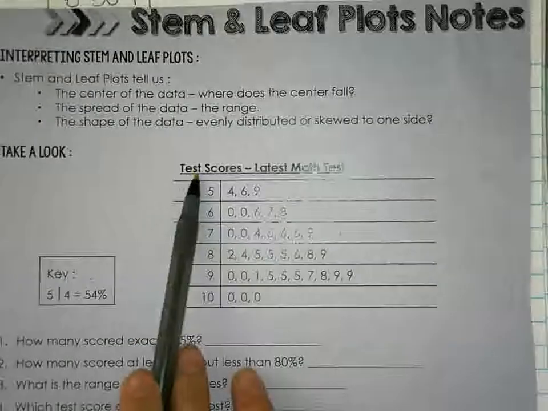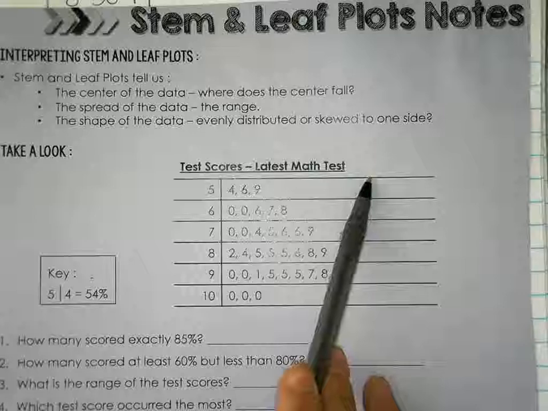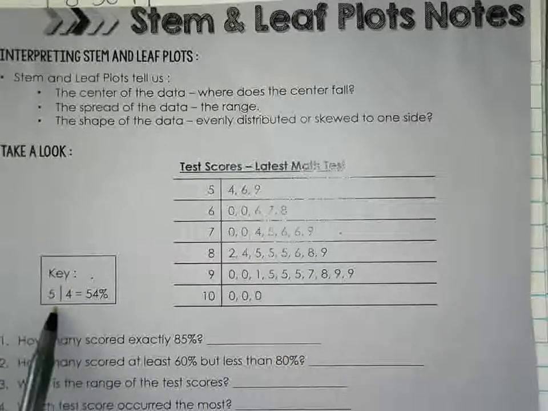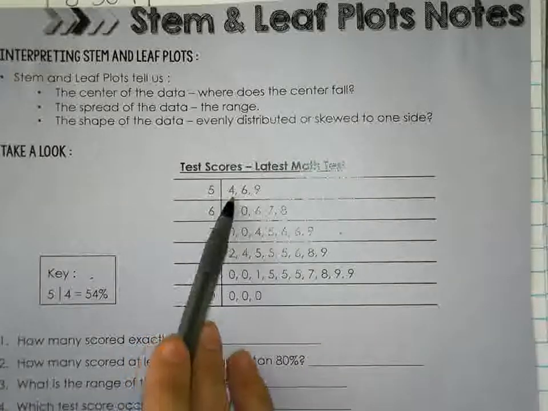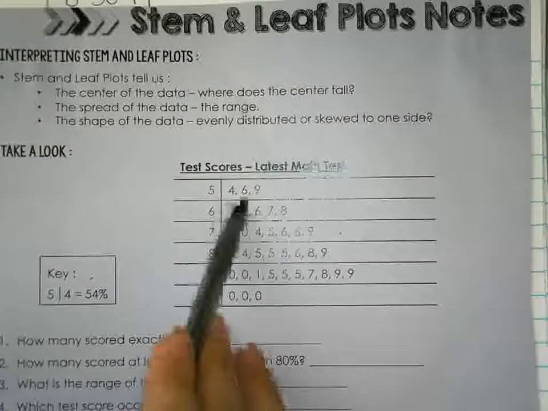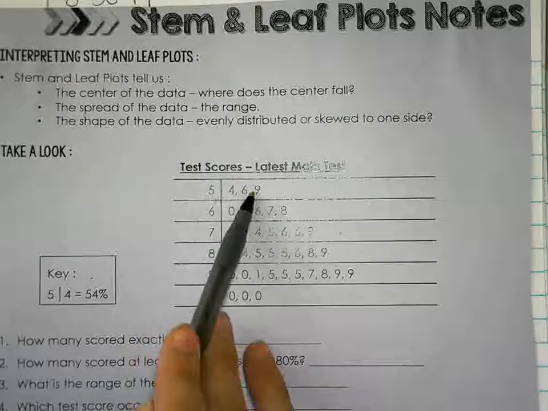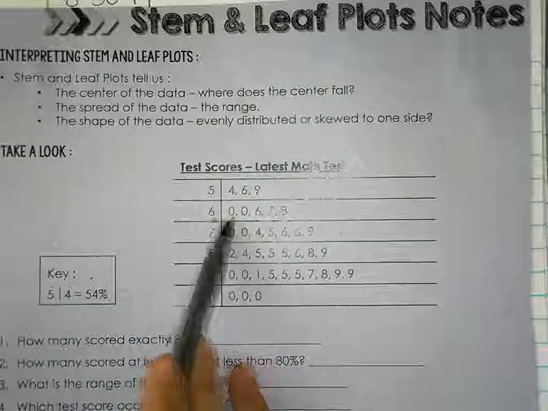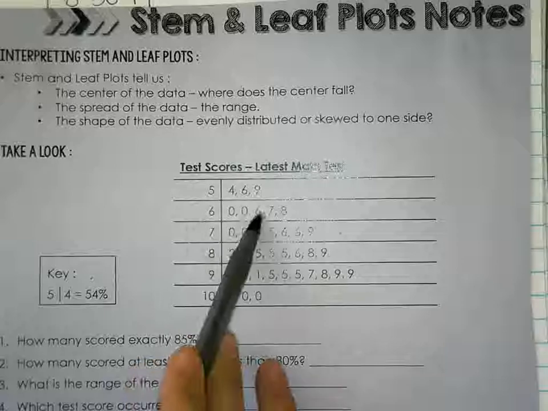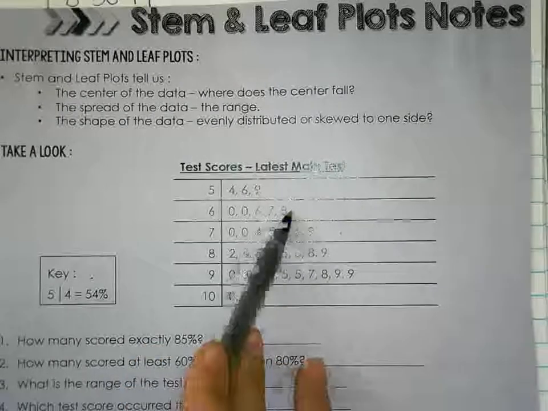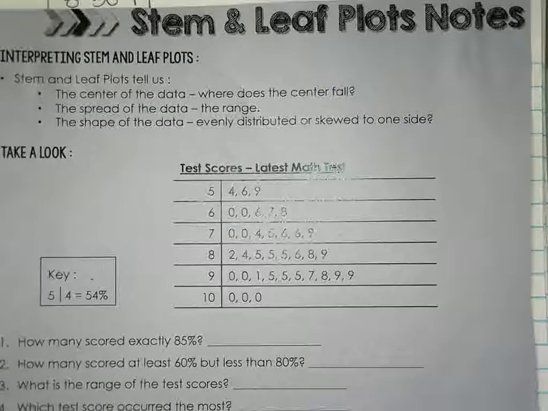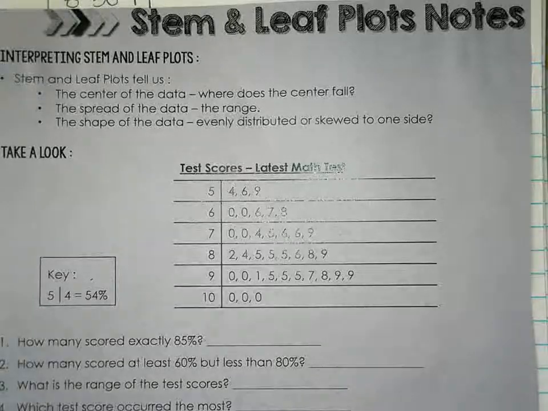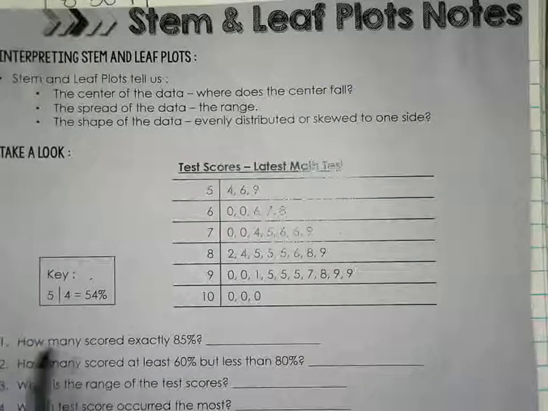So here is the data that we are looking at. It is test scores from the latest math test. Our key means 5-4 is 54%. So here I have 5-4 is 54%. Then I have 56%. Then I have 59%. Then I have 60, 60 again, 66, 67, 68, and so forth and so on down this list. So they're asking us a bunch of questions that we just need to answer.